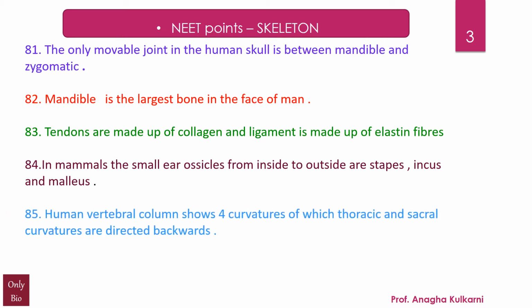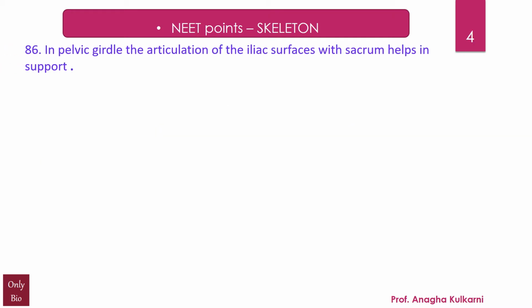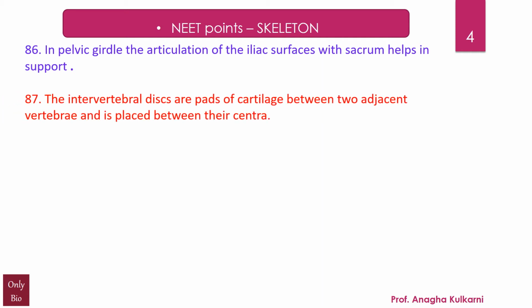Next, human vertebral column shows four curvatures, of which thoracic and sacral curvatures are directed backwards. Point number 86. In pelvic girdle, the articulation of the iliac surfaces with the sacrum helps in support. Next, the intervertebral discs are pads of cartilage between two adjacent vertebrae and is placed between their centra.